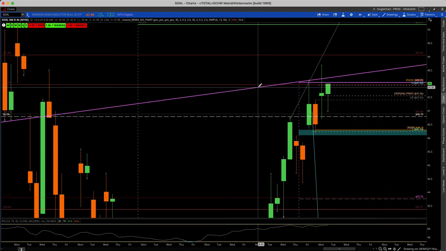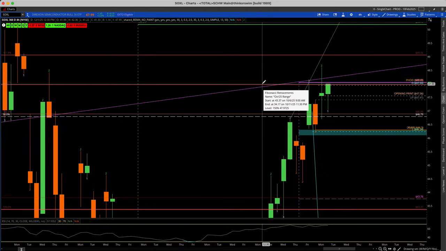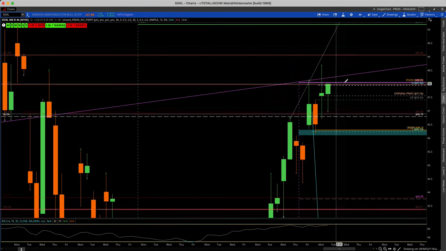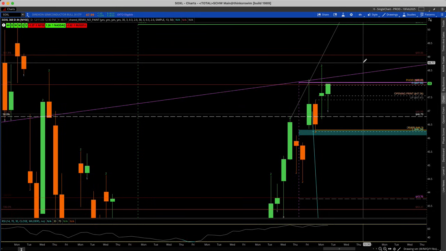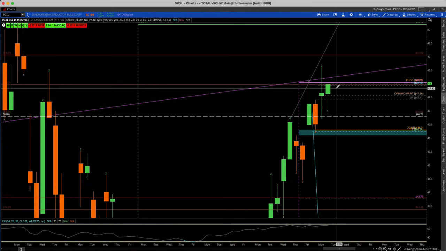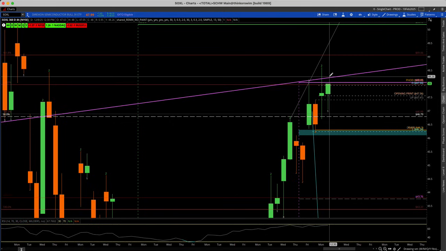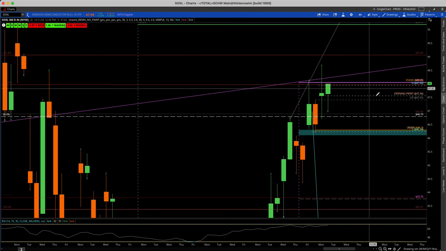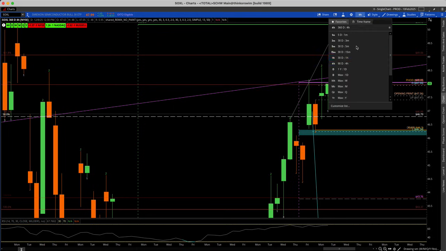Again, we're running into the 150 fib extension of the October range, and this weekly broadening formation where those intersect. So good place to see possible resistance. Again, doesn't mean we're going to reject and fall back down into the range, but to see some sideways action shouldn't be a surprise. All right.